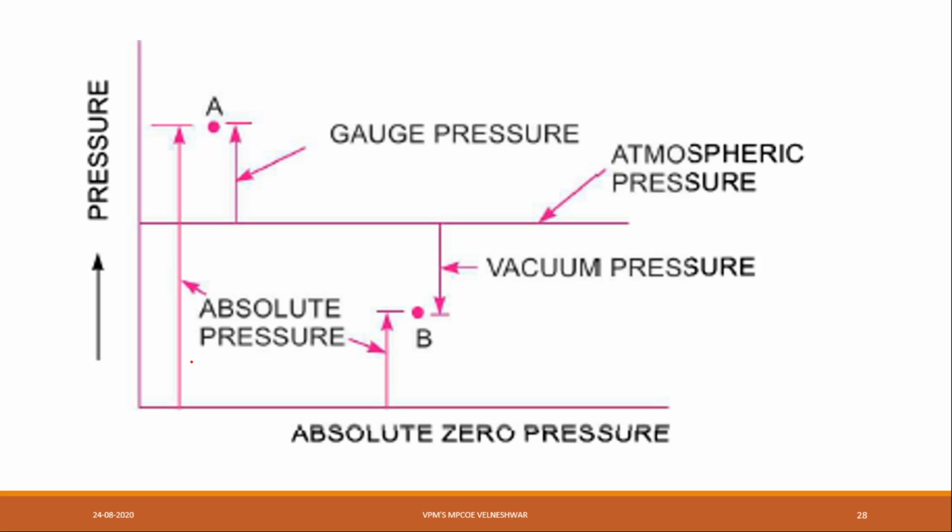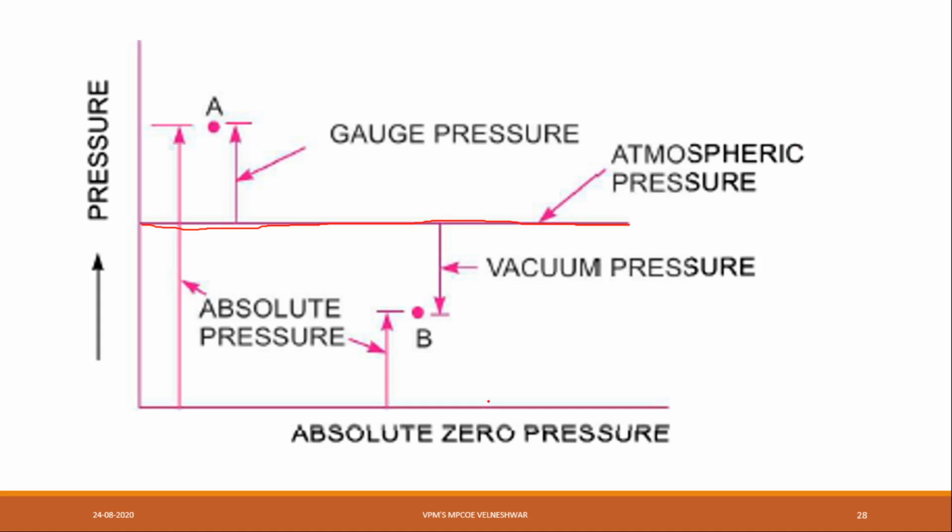First of all, I will explain with one small diagram here. Here, atmospheric pressure is nothing but, see here, this line is called atmospheric pressure. What is atmospheric pressure? Atmospheric pressure is nothing but the pressure inside the room, in my surroundings. How much pressure is there, that is atmospheric pressure.